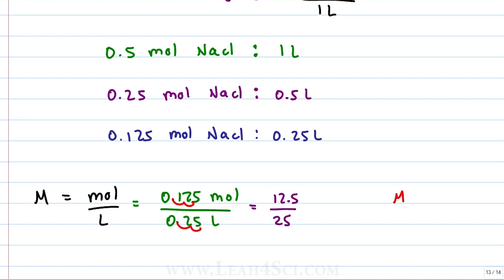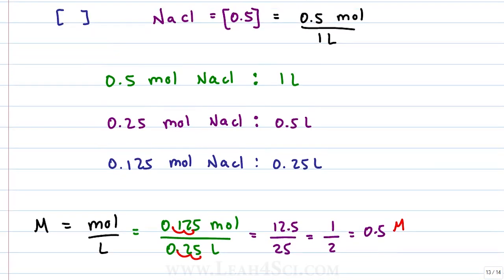You should recognize that 12.5 is half of 25, so you can divide both top and bottom in your head by 12.5, giving you 12.5 divided by itself is 1, 25 divided by 12.5 is 2, or just recognize that when one is half of the other, your fraction is a half, which is equal to 0.5 molar, which is what we predicted from the very beginning.